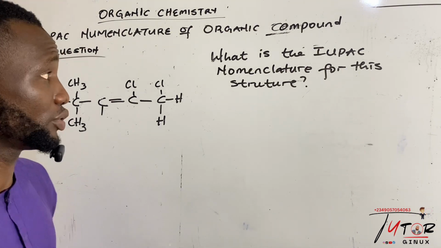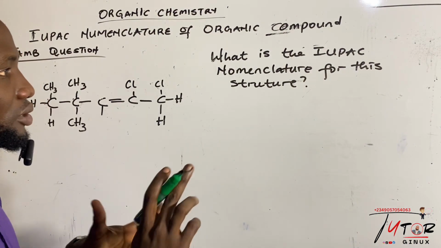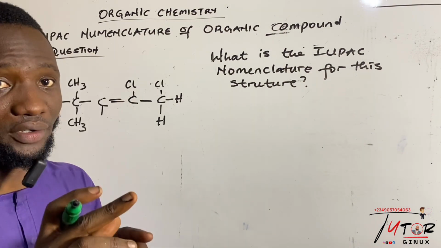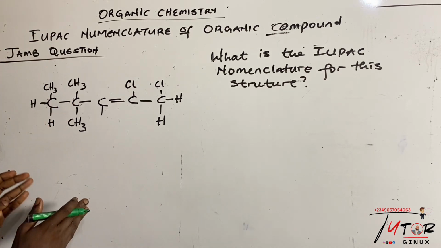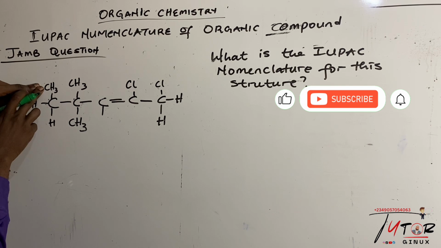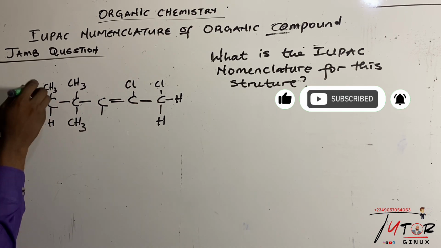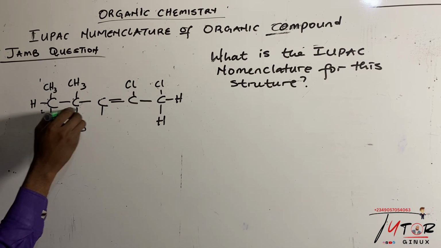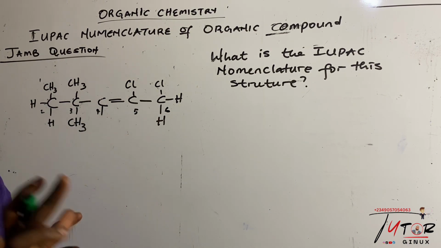Now, this is another JAMB question on IUPAC nomenclature of organic compounds. What is the IUPAC nomenclature for this structure? Don't forget the first thing. Number the longest continuous carbon chain. So in this case, the longest continuous carbon chain is from this carbon. 1, 2, 3, 4, 5, 6. You get it? 1, 2, 3, 4, 5, 6. So we've numbered the longest continuous carbon chain.